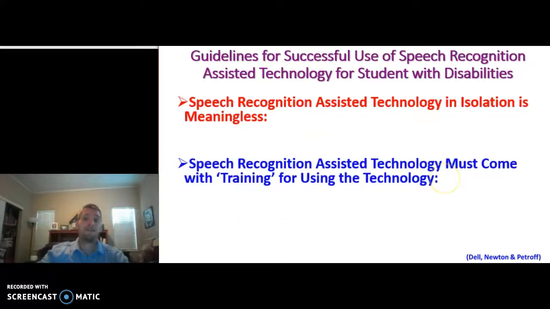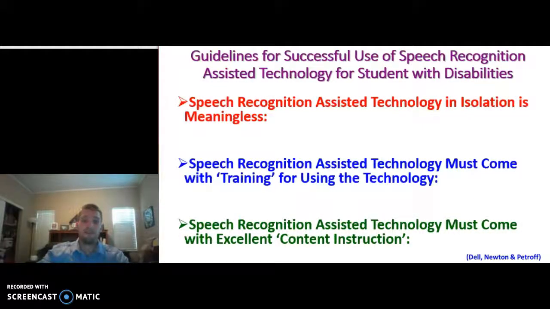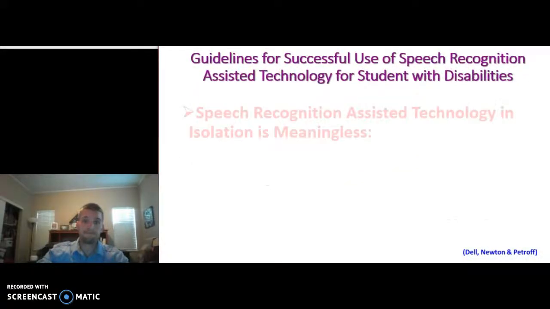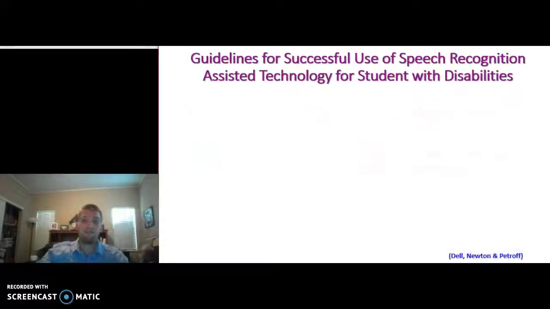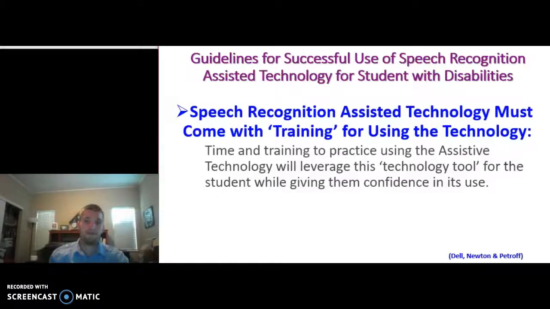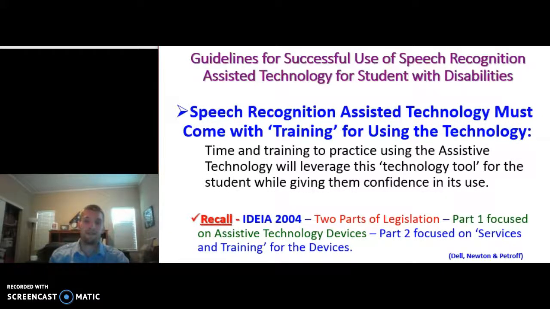Speech recognition assisted technology in isolation is meaningless. Speech recognition assisted technology must come with training for using the technology, and it also must come with excellent content instruction. The speech recognition assisted technology in isolation will simply give void results if given to a student without any training. And it takes time to train and practice using assistive technology and to leverage this tool for the student while giving them the confidence in its use.